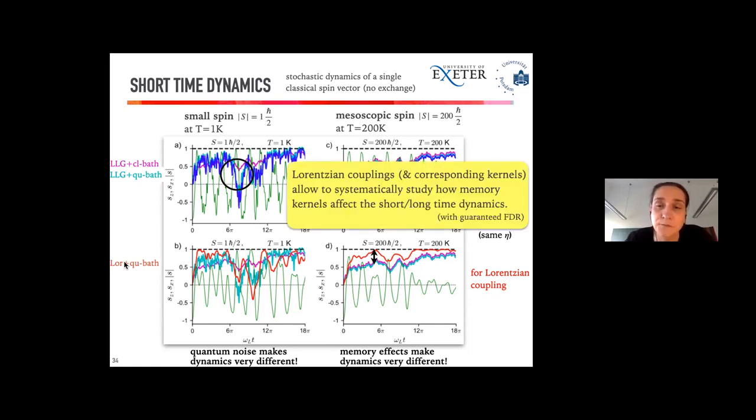Right, I'll skip that too. The main point I want to make is that the Lorentzian couplings really allow us to systematically study how the memory kernel affects the short and long time dynamics, and that obviously always with guaranteed fluctuation dissipation relation.